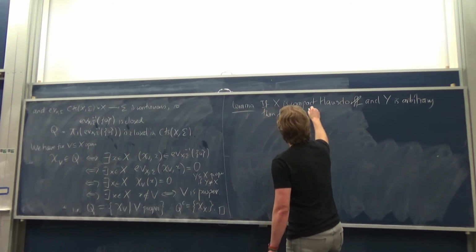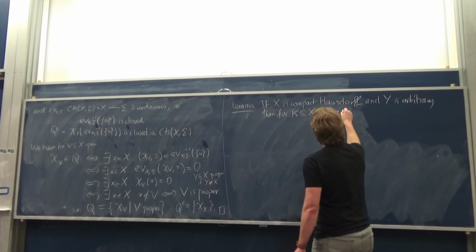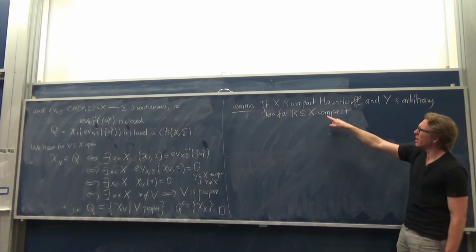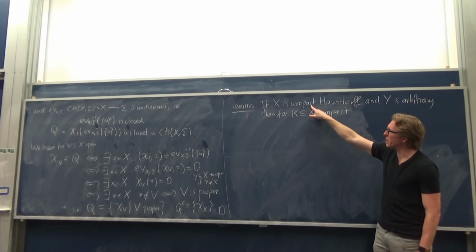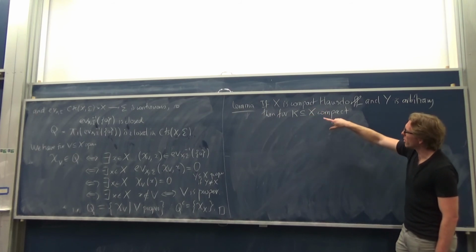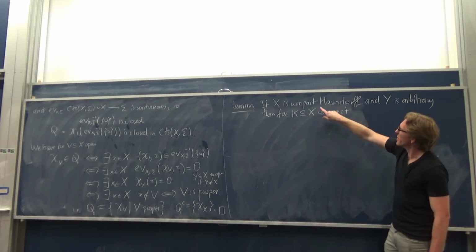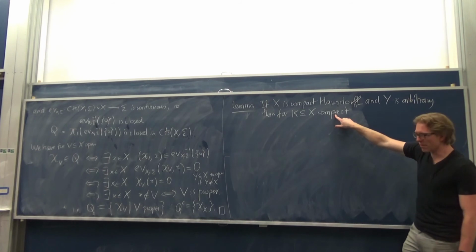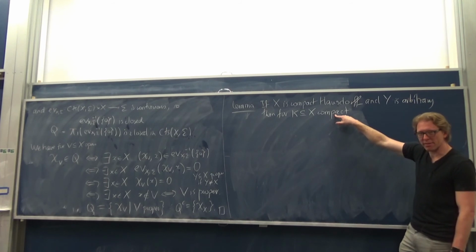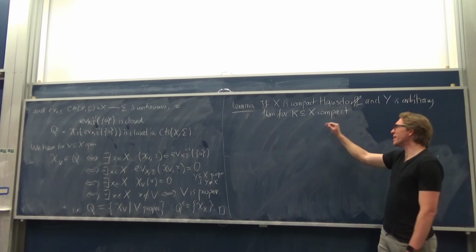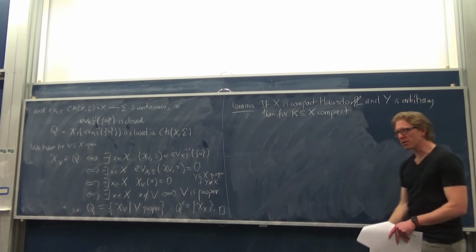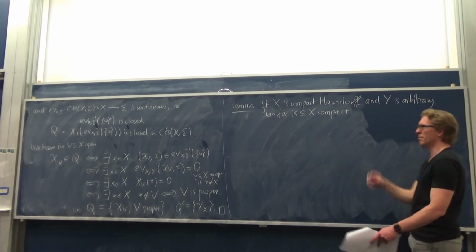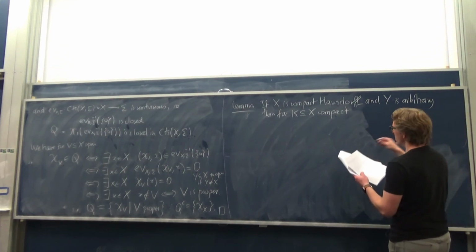Then for K in X compact, well, I could have just said closed, right? Any closed subset of a compact space is compact, and any closed subset of a compact subset of a Hausdorff space is closed. So having K in X compact is the same as having it closed. I say it this way because we call it the compact open topology, because we're sometimes defining it on spaces which aren't necessarily compact Hausdorff. Okay, so I could have just said closed.